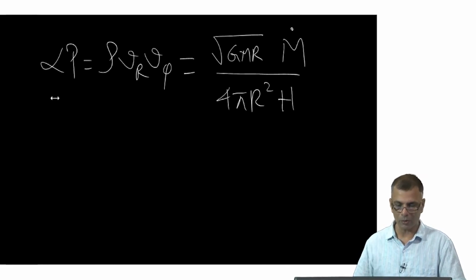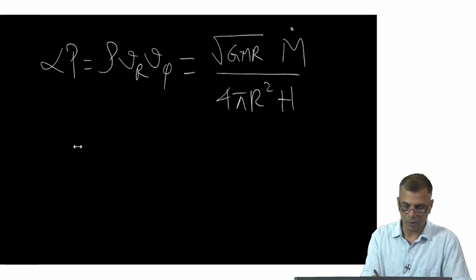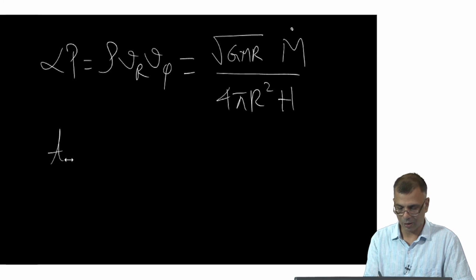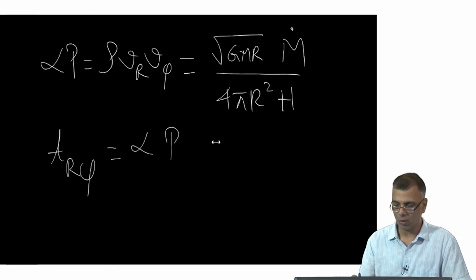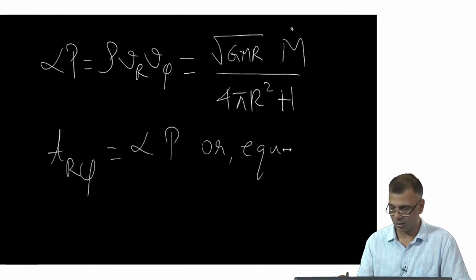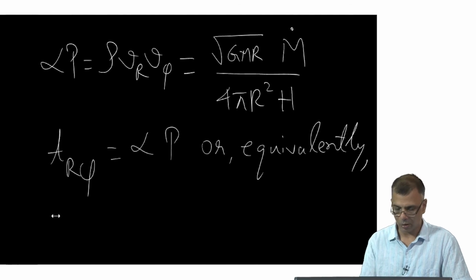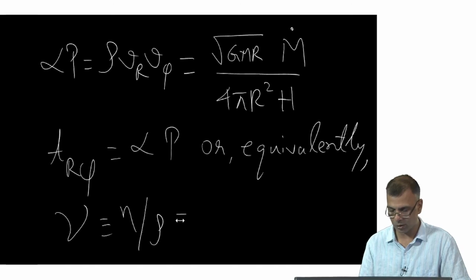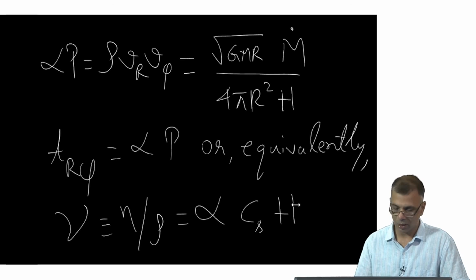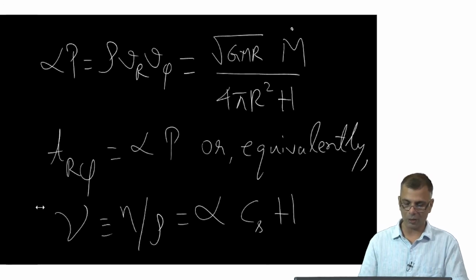I also wanted to point out one important thing. The Shakura-Sunyaev parameterization was as such this. It can be shown that this is equivalent to this: the viscosity coefficient nu, which we know is essentially eta over rho, is equal to alpha c sub s h. Many times the Shakura-Sunyaev prescription is written in this form.